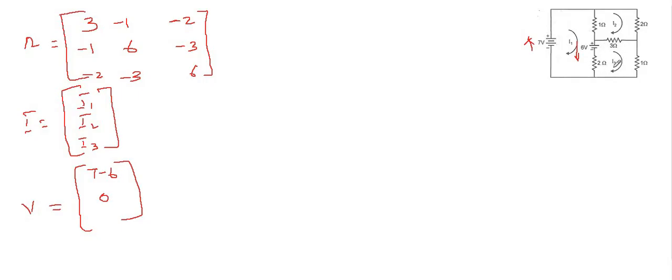And in loop 3 we have one source, that is 6 volt. The current leaving direction here you can see it is in the positive side, so we take it as 6. Therefore V will be equivalent to [1, 0, 6]. So this is the value for V.